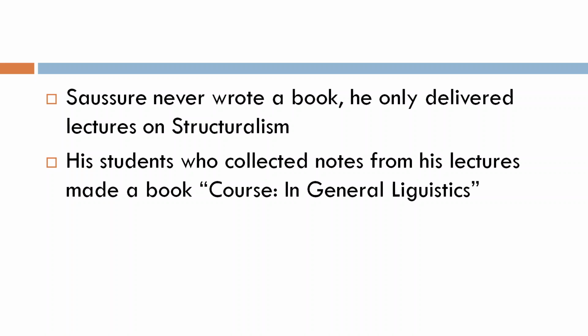What is that? Written any book. Whatever his thought was, he did not write any book about his thoughts, about language, about linguistics, about anything. But he had delivered so many lectures on structuralism. His students collected his notes from his lectures and made a book, and that book is called Course in General Linguistics. That is how we come to know about Ferdinand de Saussure and his idea on structuralism.